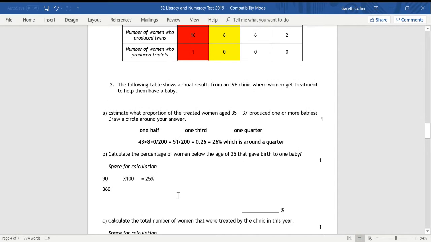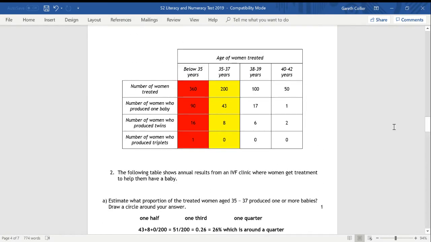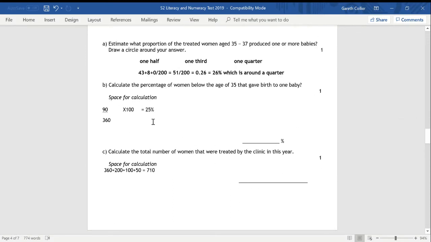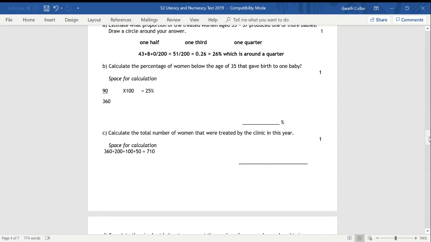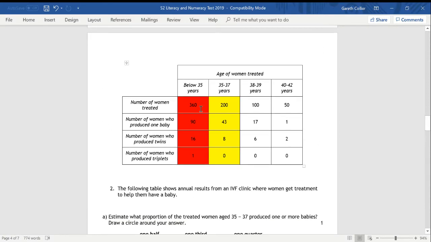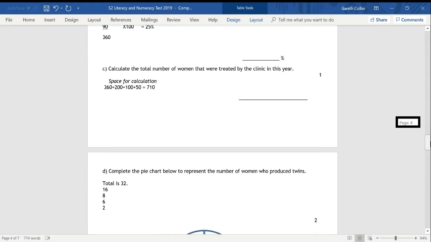That's our estimate. The percentage of women below the age of 35 that gave birth to 1 baby, we can have a look. So out of 360, we had 90. So that is 1/4. It's 90 over 360 times 100, which is 25%. The total number of women treated in the clinic in the year, we take the total values, so 360 plus 200, which is 560, plus 100, which is 660, plus 50, which gives us 710.